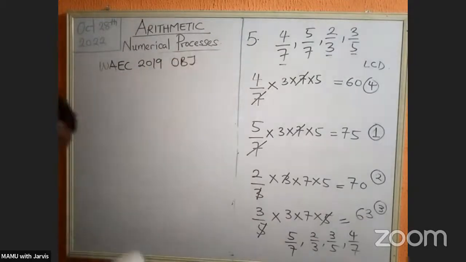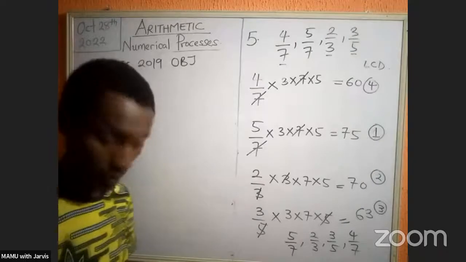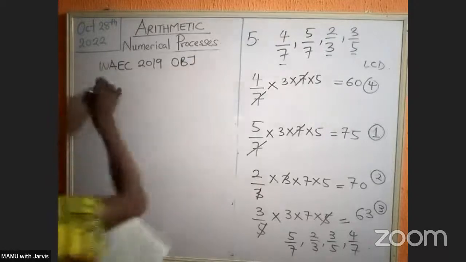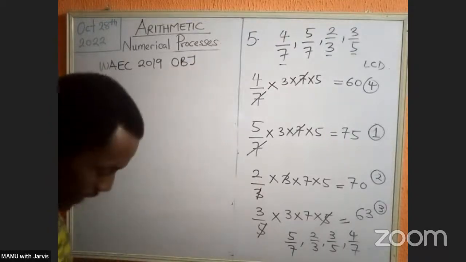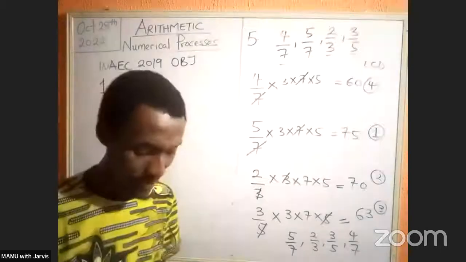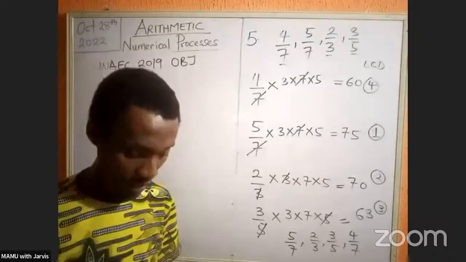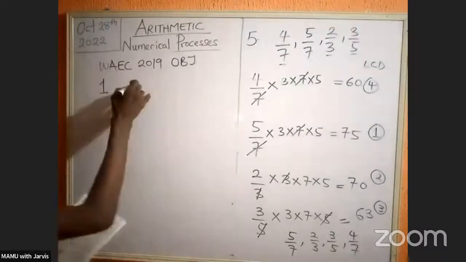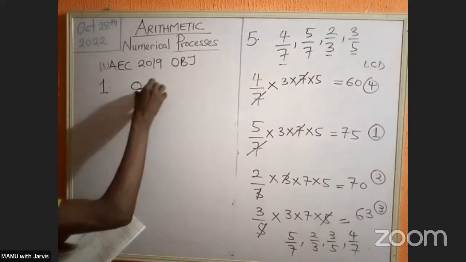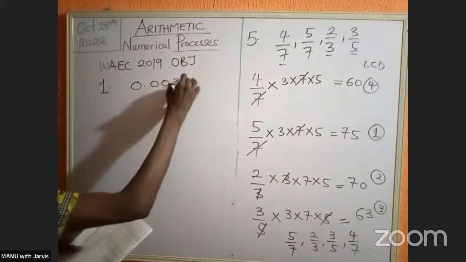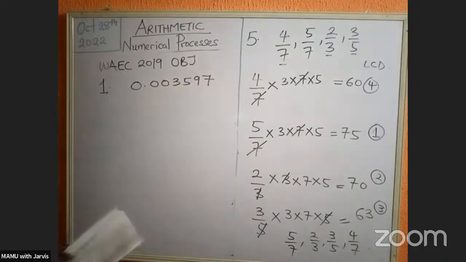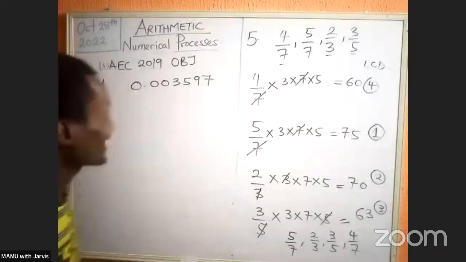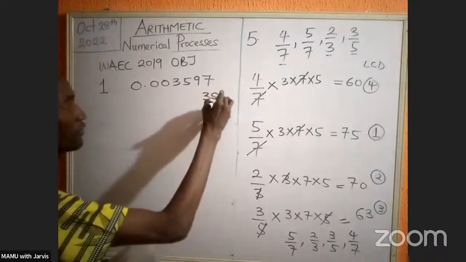Objective, what question is that? Let's see. Question number 1. So let's look at question number 1. Express correct to 3 significant figures 0.003597. So what? 3 significant figures, 3 SF.